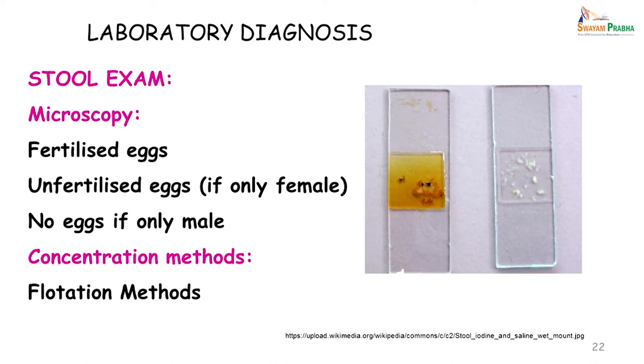Stool examination is done by doing what we call a saline and iodine preparation. This has been covered in your introduction to parasitology. Here we take the stool sample, place it in saline and in iodine, which is then covered with a cover slip and looked at under the microscope. If you see fertilized eggs, it means both male and female are present. Unfertilized eggs, if only a female is present, and no eggs if only a male is present.